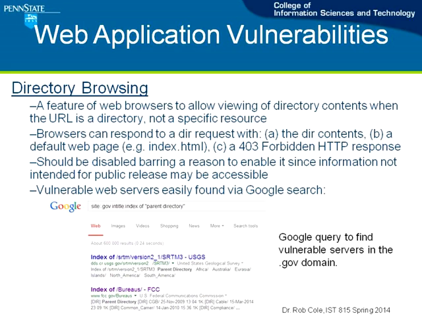We now consider several categories of web application vulnerabilities. Directory browsing is a feature of web browsers allowing viewing of directory contents when a URL points to a directory instead of a specific resource. In general, there are three ways a web server can respond to such directory requests. First, the server may respond with the directory contents, allowing the user to see the files in the directory and accessing them directly.